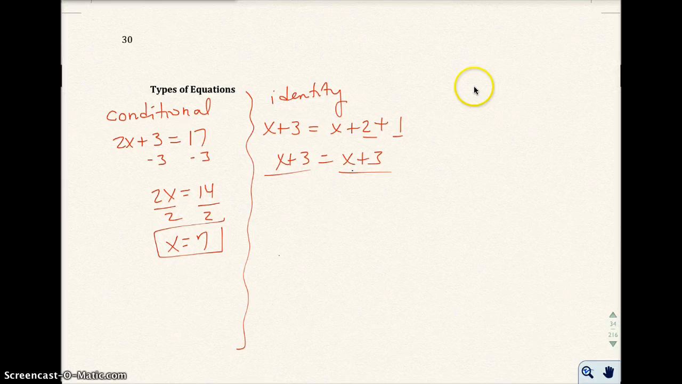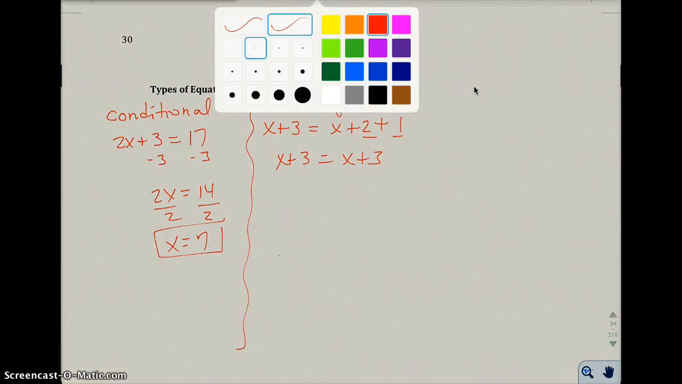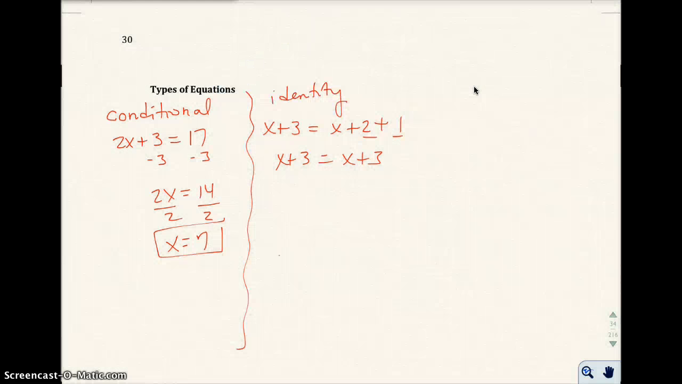Some might not. If you don't see that right away, and I don't see it either all the time, what I would do is just keep solving this. I would pretend it's a normal equation, a conditional equation on an exam, and start to solve it. I would try to get rid of this x on this side by subtracting x, and do it on this side also. But what I notice is that these x's go away and these x's go away, and I get something like 3 equals 3.